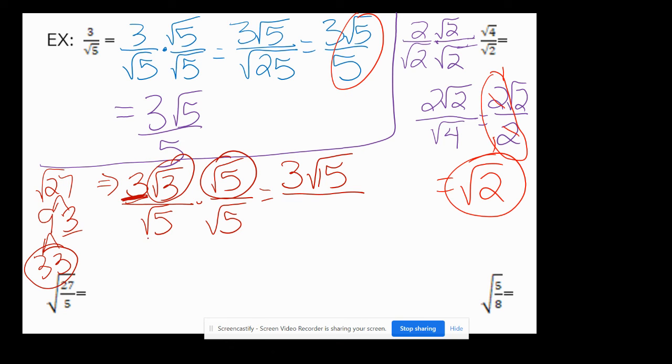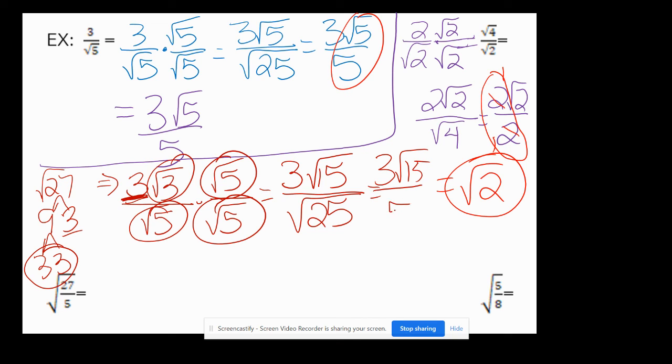On the bottom, these are both radicals. I'm allowed to multiply those together. 5 times 5 is 25. And we know that the square root of 25 is 5. Remember that these are not like terms. One is a square root and one is not. So I cannot reduce those. And that makes our final answer just 3 square root of 15 over 5.